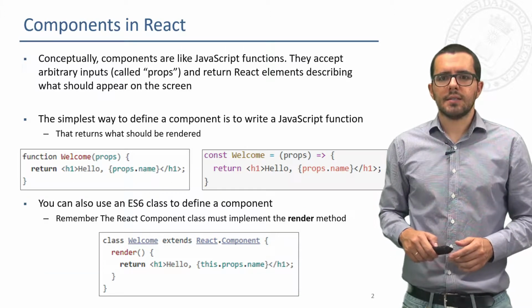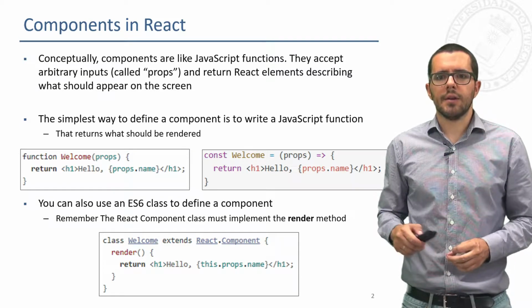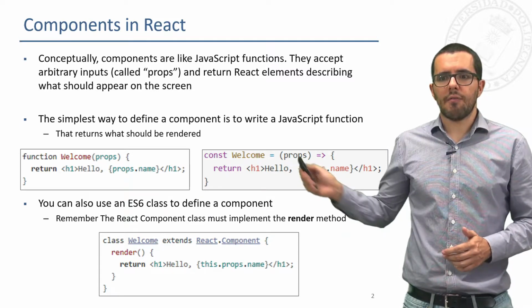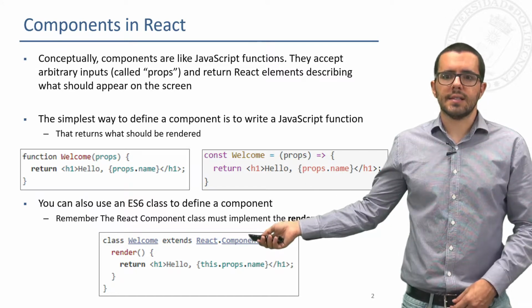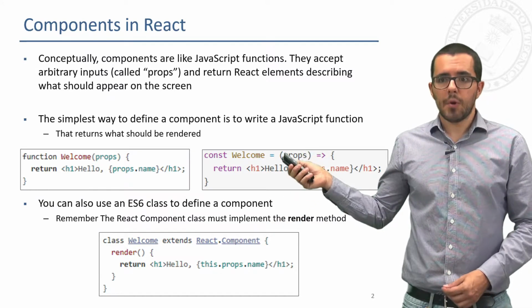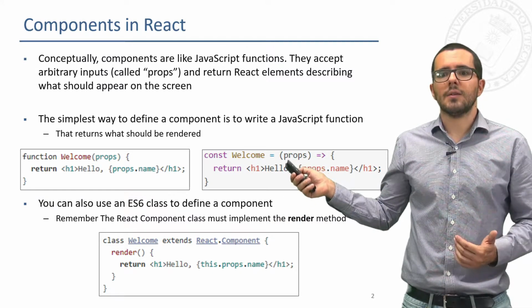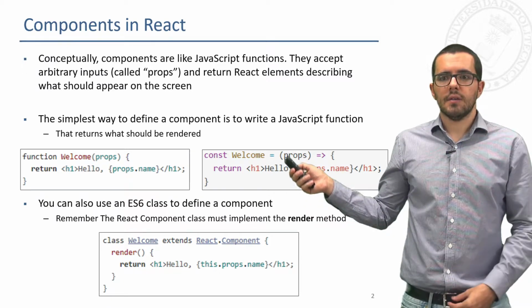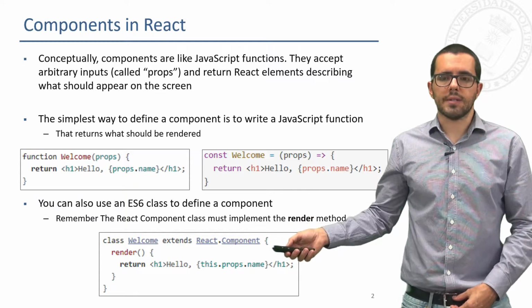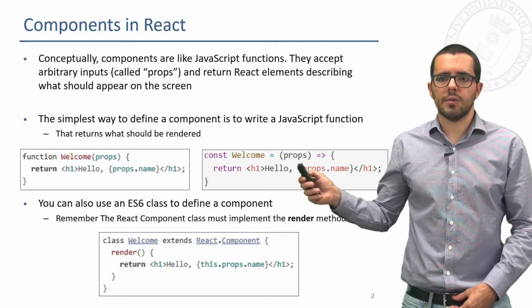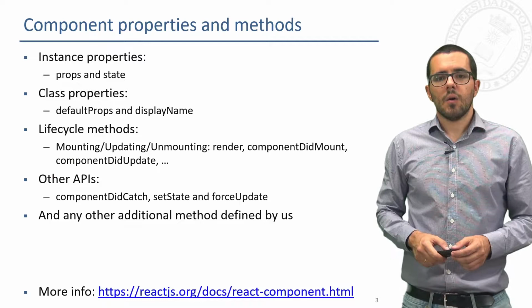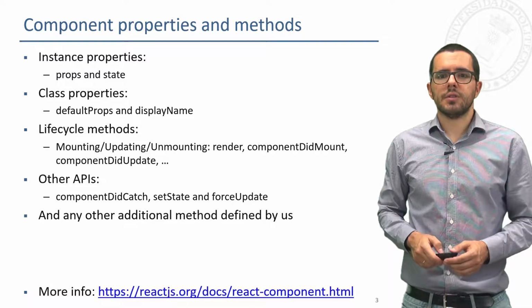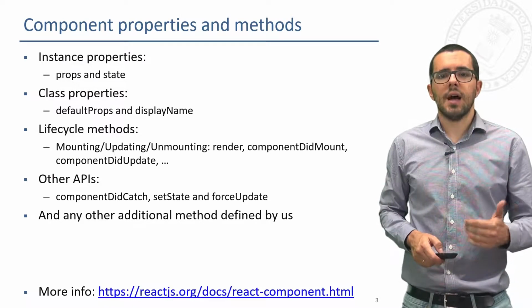In the first place, just remember how components are in React. They are just a function or an ES class that receives props, data, and will return what needs to be rendered in the user interface. This is just one example, or another example, as a class or as a function. But what properties and methods do these components have?